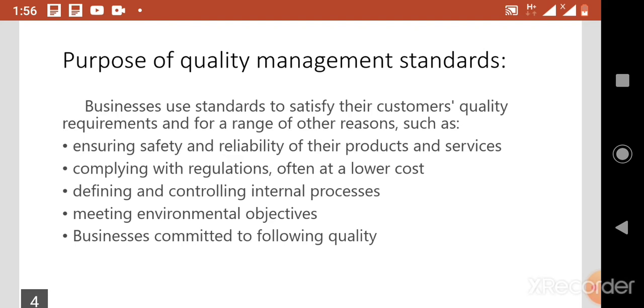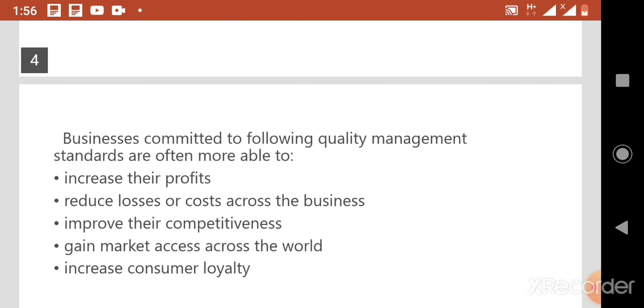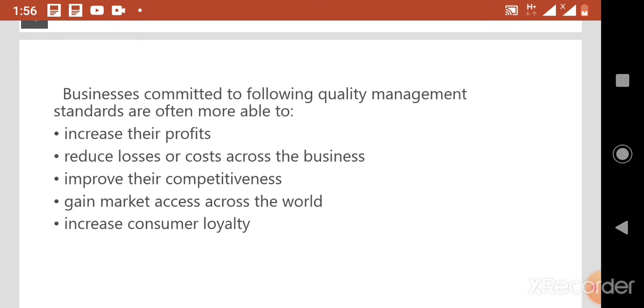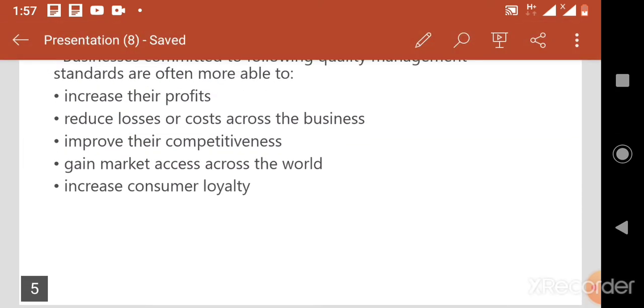One is ensuring safety and reliability of their products and services, complying with regulations often at lower cost, defining and controlling internal processes, and meeting environmental objectives. These are the purposes of the quality management standards. Businesses committed to following the quality management standards are more profitable. The major purpose of this quality management system is to increase their profits, reduce losses or costs across the business, improve their competitiveness, gain market access across the world, and increase consumer loyalty.